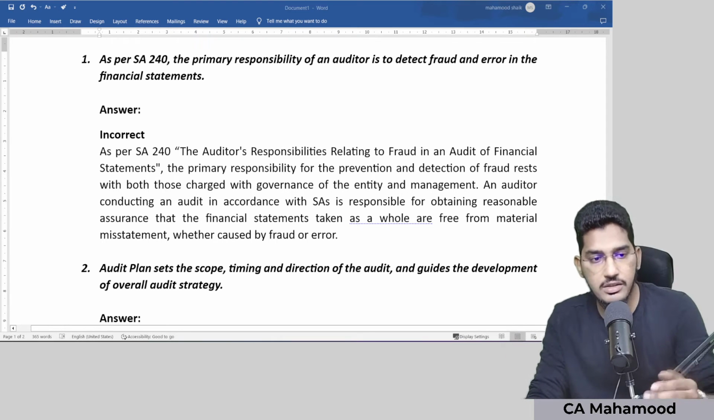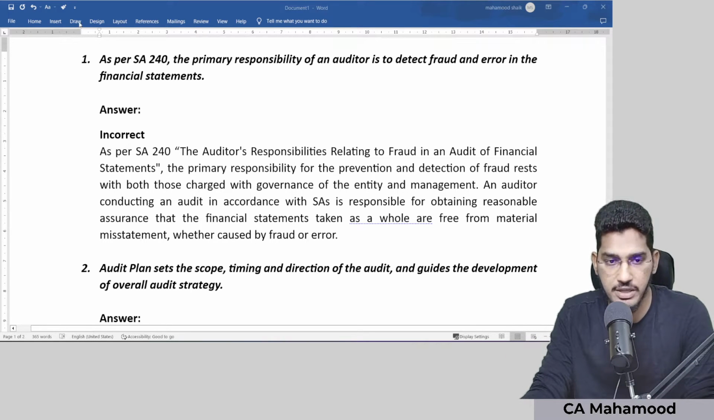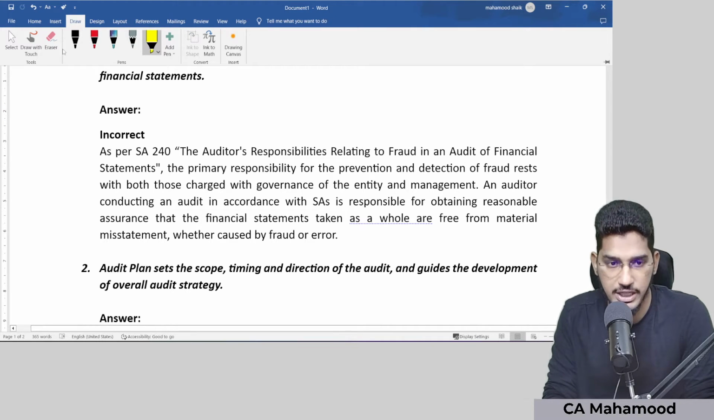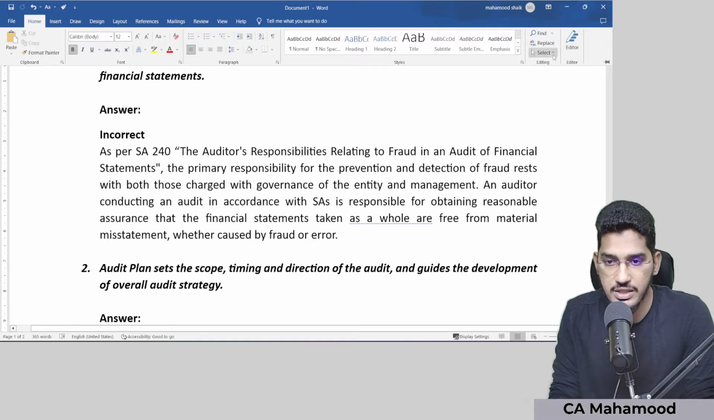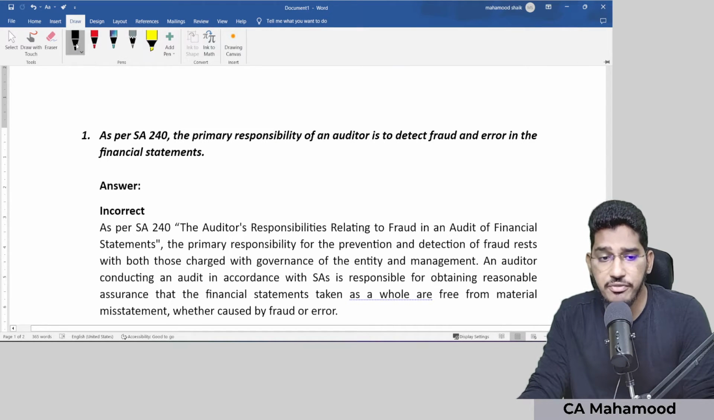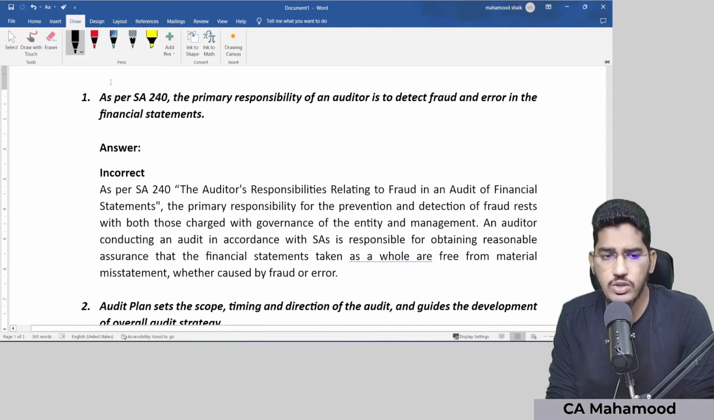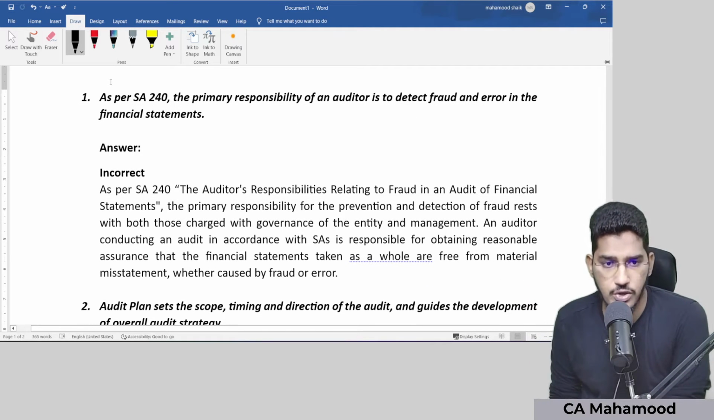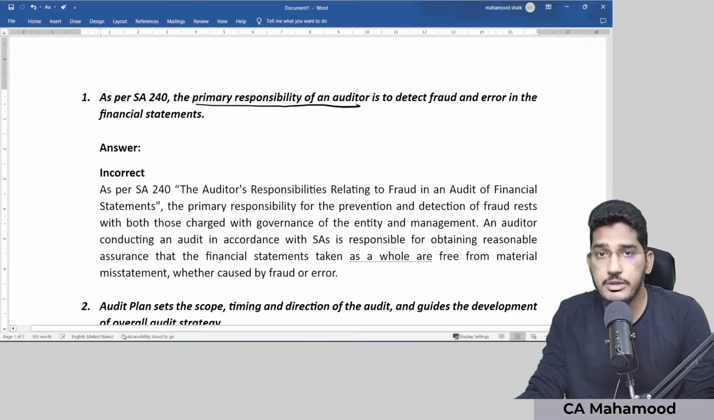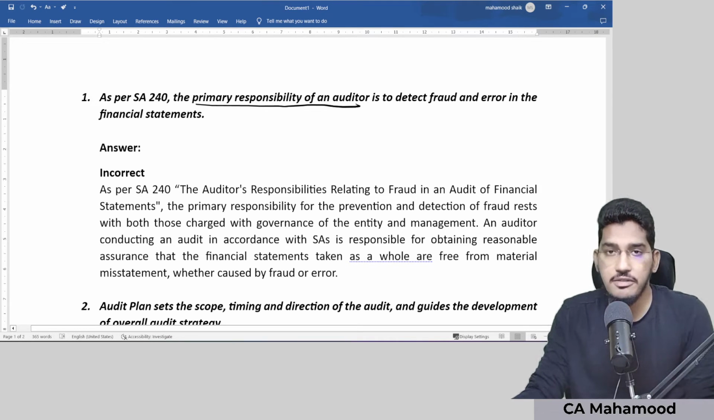I have taken here in front of you one sample statement. It is one of the true or false statements from a past examination question. Let us see what that question is about. As per SA 240, the primary responsibility of an auditor is to detect fraud and error in the financial statements. This is the question which was tested in the recent examination, a true or false statement, correct or incorrect statement. So what is the statement? As per SA 240, the primary responsibility of an auditor is to detect fraud and error in the financial statements.